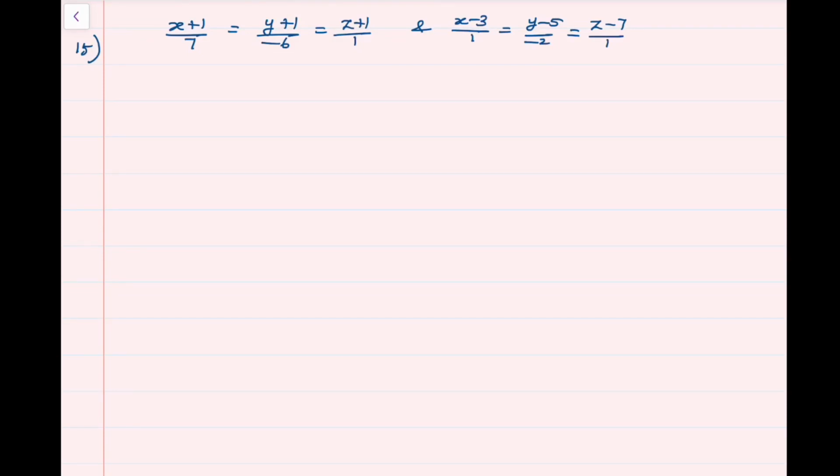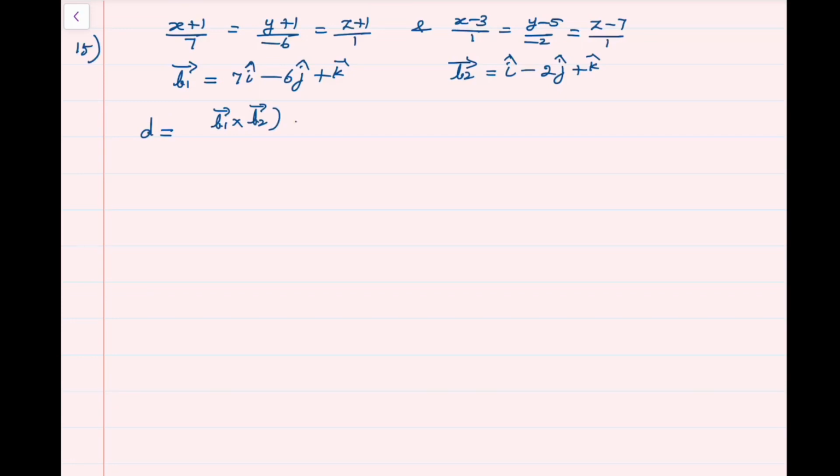Let us write b1 vector from the first line: 7i minus 6j plus k. Then from the second line, vector b2 is 1i minus 2j plus k. The shortest distance formula is vector b1 cross vector b2 dot vector a2 minus vector a1. We have absolute value sign to make the distance positive, divided by magnitude of vector b1 cross vector b2.